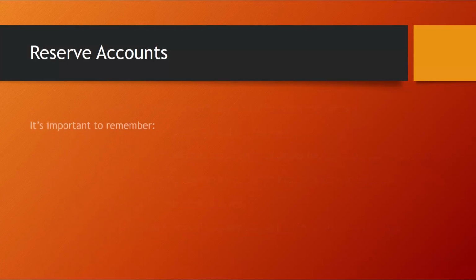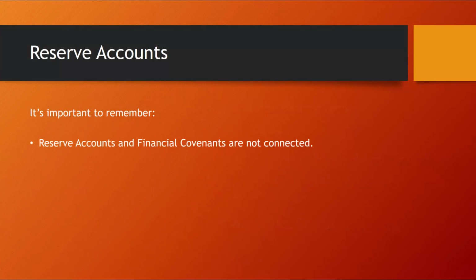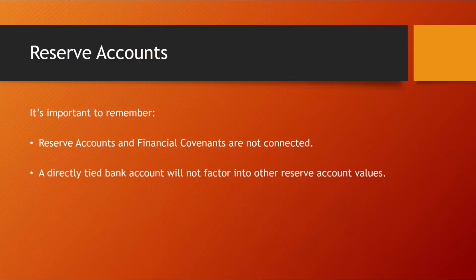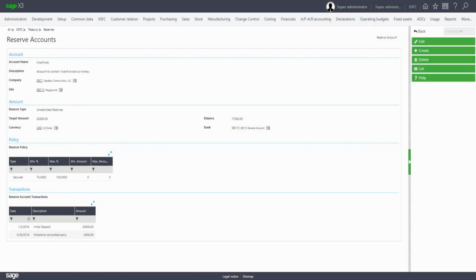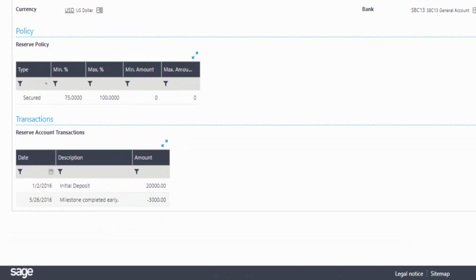It is important to remember, reserve accounts and financial covenants are not connected. A bank account tied directly to a reserve account will not factor into other reserve account values. Users may add multiple policies, but are limited to one per asset type. Reserve accounts, such as capital improvement funds, can have transactional history.